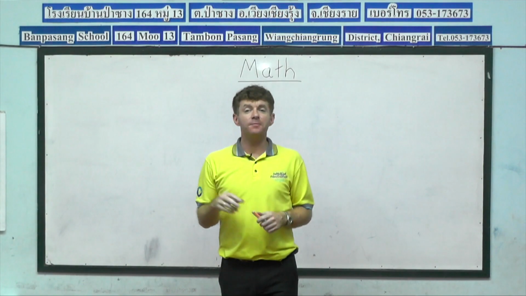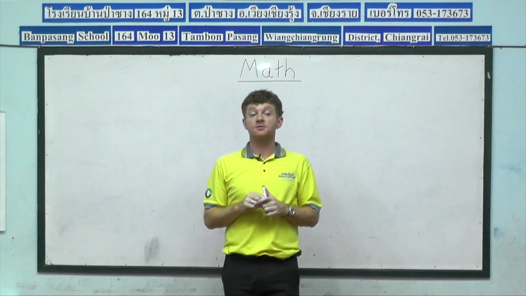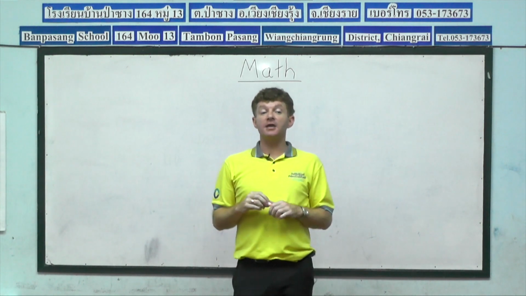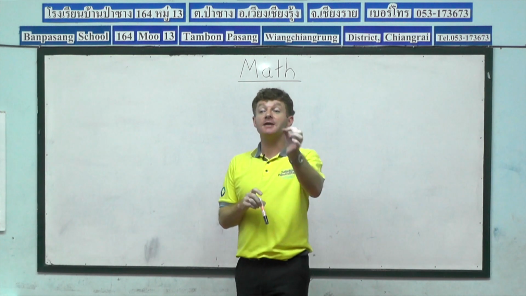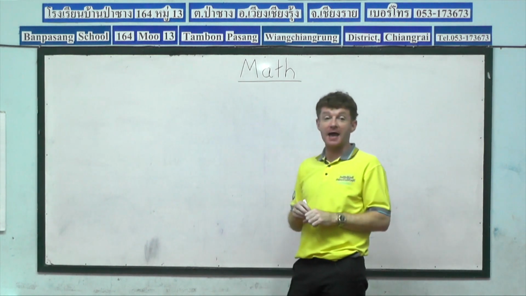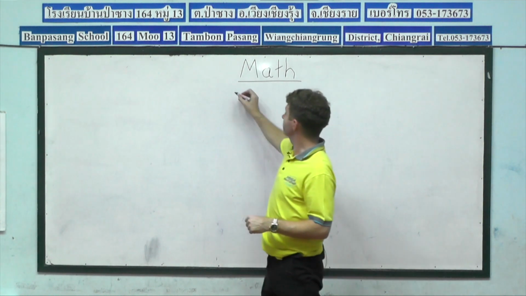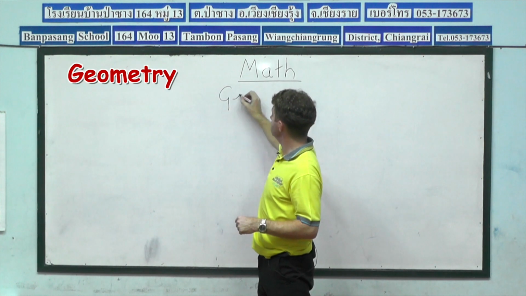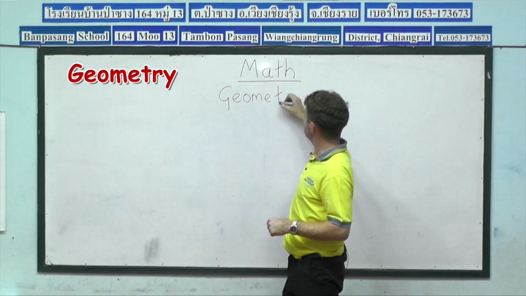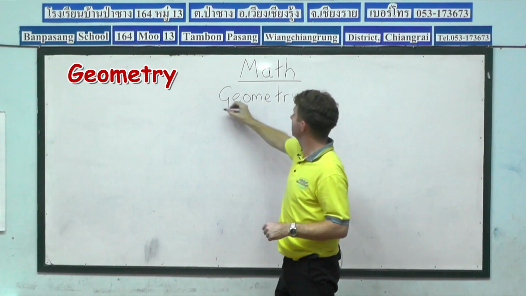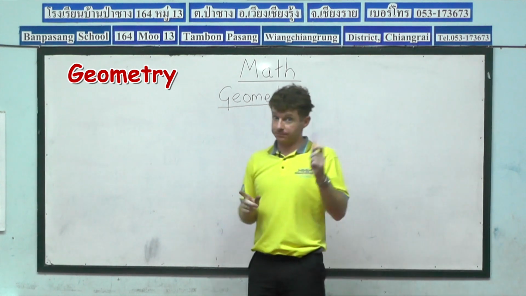And who can tell me what we've been learning about in math class the previous few lessons? Beginning with G, a new type of shapes. Geometry. Excellent guys. We've begun to learn about geometry. So let's write that word on the board. Geometry. Excellent.